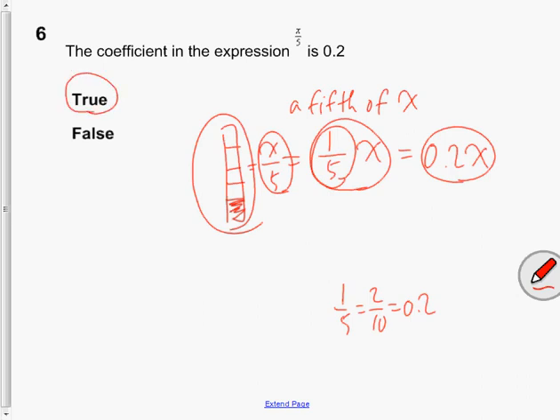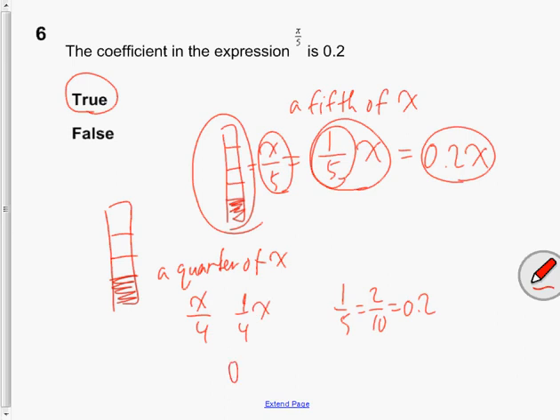The coefficient is 0.2. And if I was to draw this picture here and ask what's the coefficient, this would be a quarter of x. So therefore, the coefficient for this one would be 0.25.